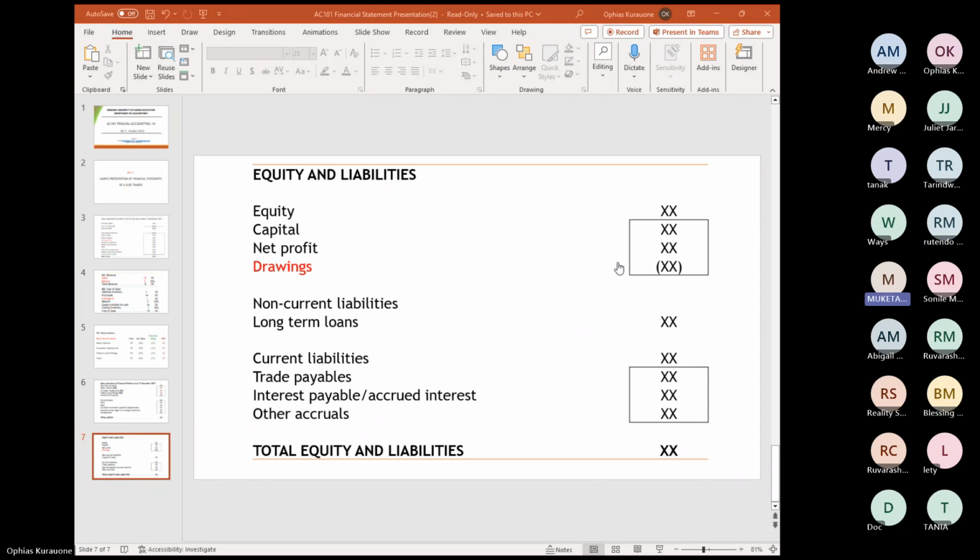Okay, I have a question on drawings. How do we calculate drawings that are withdrawn as goods? Do we calculate the selling price or the purchase price? Thank you.